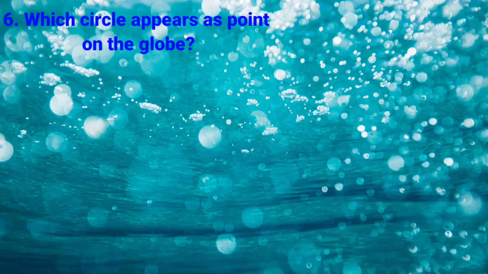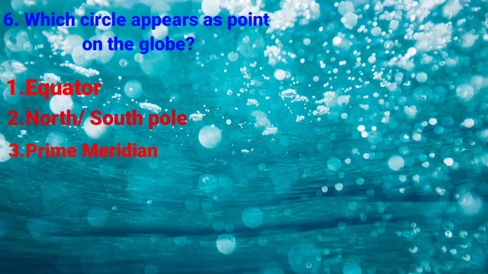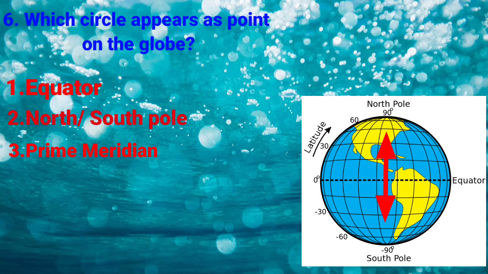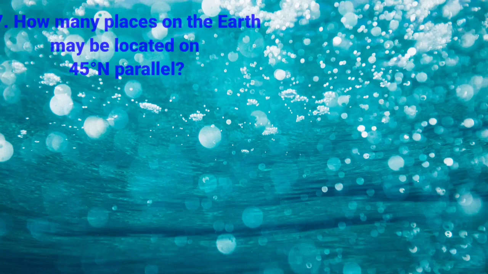Question number 6. Which circle appears as a point on the globe? Option number 1, equator. Option number 2, north and south pole. And option number 3, prime meridian. We saw that toward the north and the south of the equator, parallels of latitude progressively become smaller and smaller. At the north and the south end of the earth, they appear as a point, and these are called North Pole and South Pole.